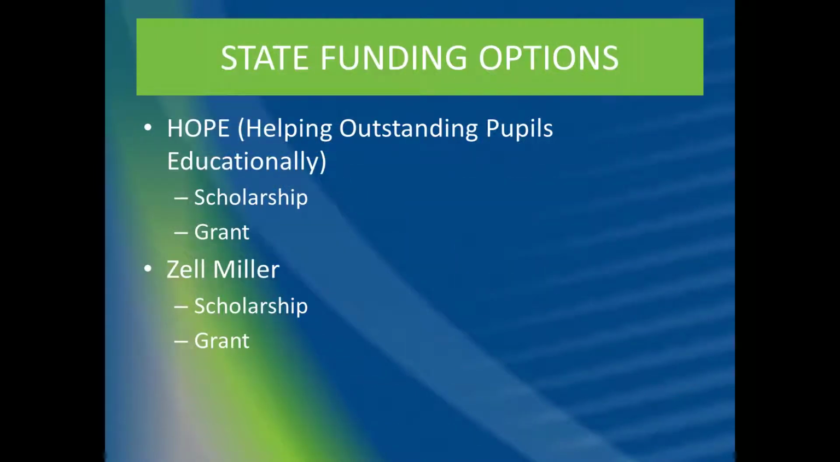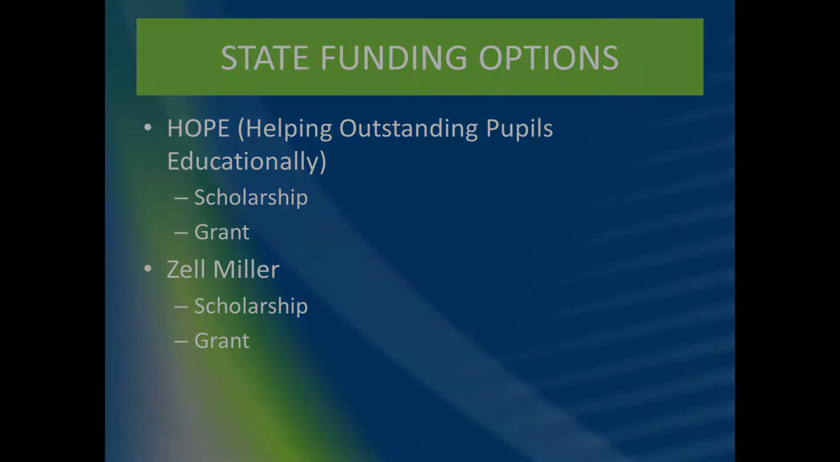The state of Georgia has 2 aid programs for students based on academic merit, Hope Scholarship and Grants, and Zell Miller Scholarship and Grants. These programs are for students who have not yet gotten a bachelor's degree. Additionally, these scholarship and grant programs only cover tuition. They do not cover fees or book costs.